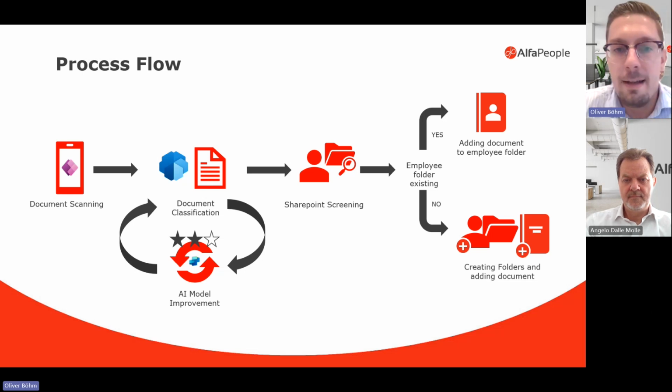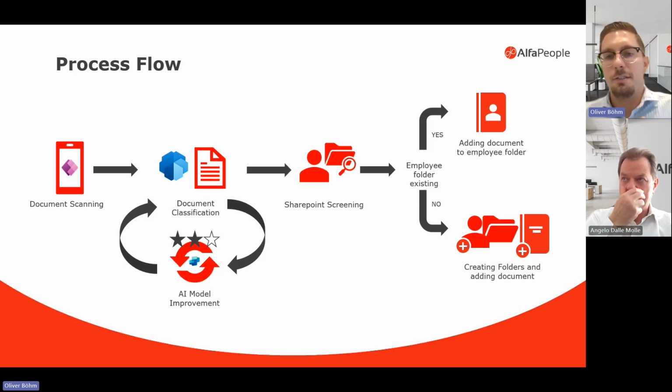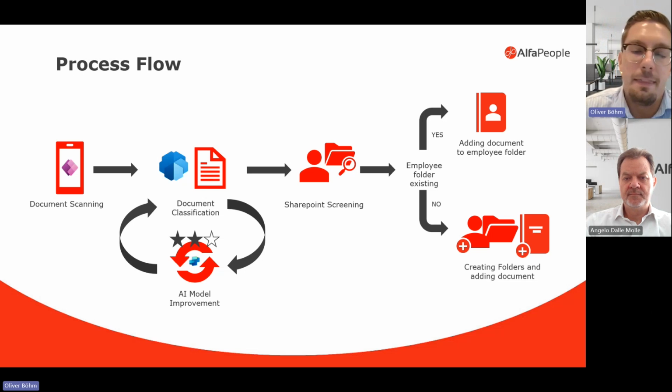On the other hand, if there is already an employee folder existing, it's basically doing the same. It's screening if there's already a document folder existing, and if it's existing, it's just annexing the document. And if the document folder so far is not existing for the specific document type, it's going to create it and just drop it right over there. Okay, then let's also have a look at the specific demo here.